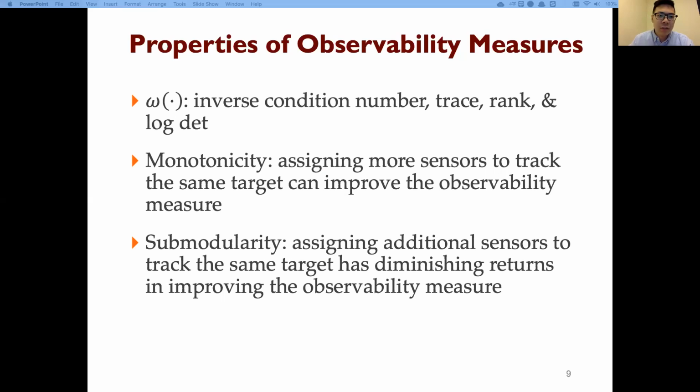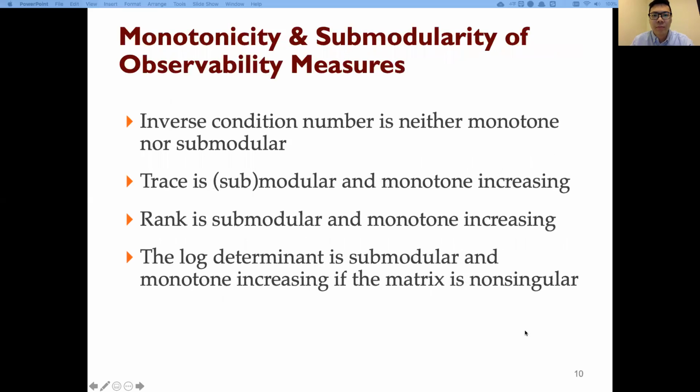So let's see if these observability measures have these two properties. So we prove that the inverse condition number is neither monotone nor submodular. However, the trace and the rank of the symmetric observability matrix are submodular and monotone increasing. And its log determinant is submodular and monotone increasing if the symmetric matrix is non-singular.